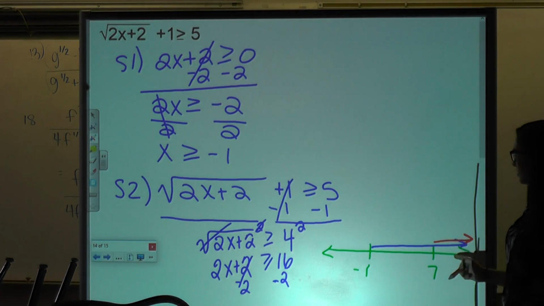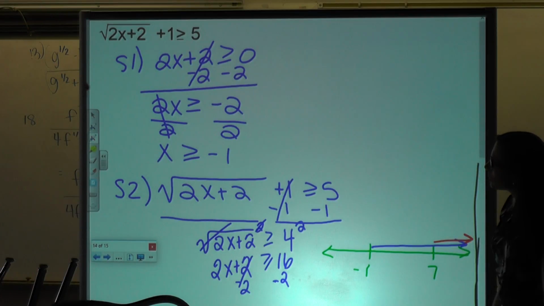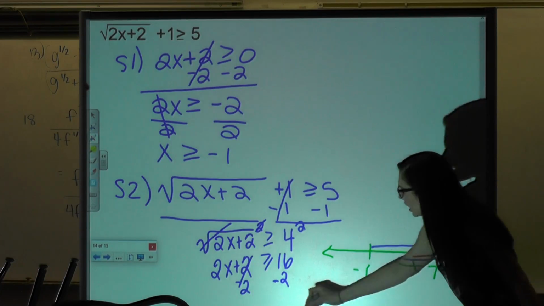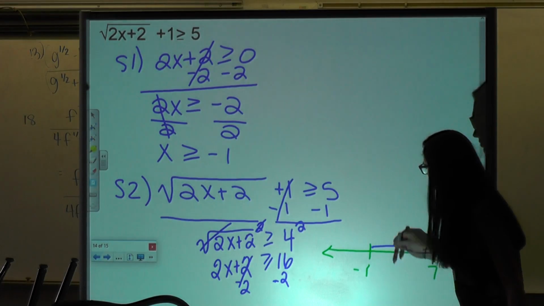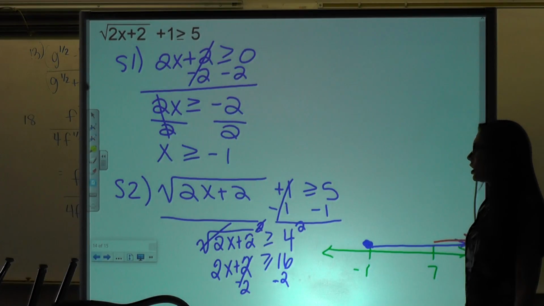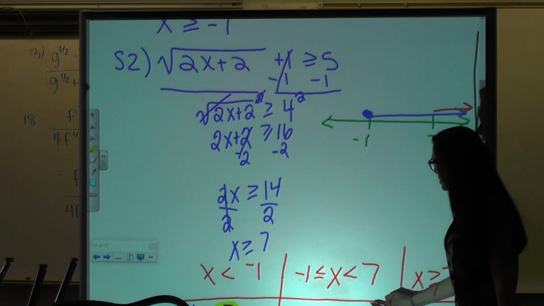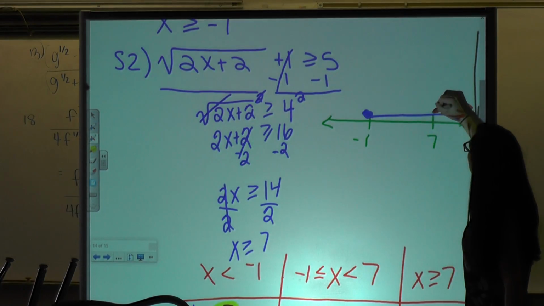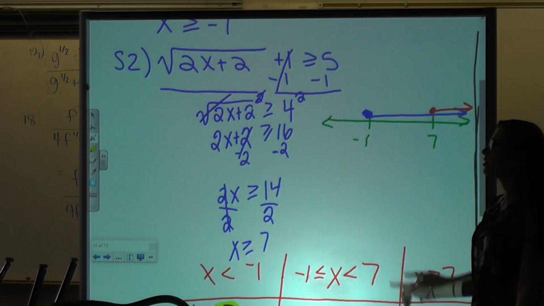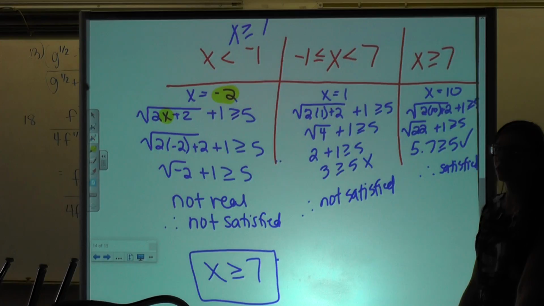For this last one, what did our interval say? We didn't do the open or closed circles, but if I do it really quick, X is greater than or equal to 1, so closed circle. And then you have X is greater than or equal to 7, so that's a closed circle. If you look at your number line, where are both your lines? From X is greater than or equal to 7 and up. What was your answer? X is greater than or equal to 7.